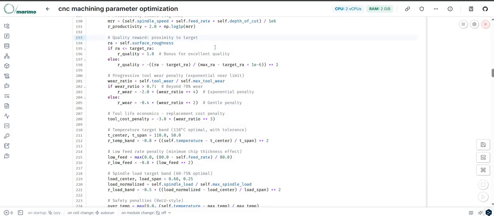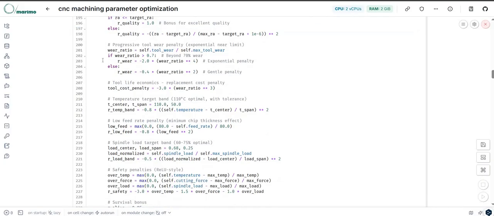If the surface roughness is less than or equal to the target, the agent gets a full bonus of +1. If it is worse than the target, then we apply a penalty that grows quadratically as the roughness increases away from the limit. This way, the closer the agent stays to the desired finish, the better it is rewarded.